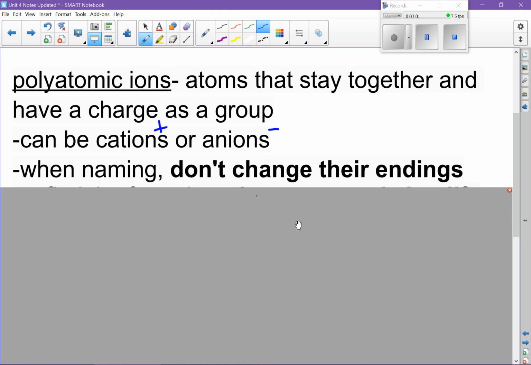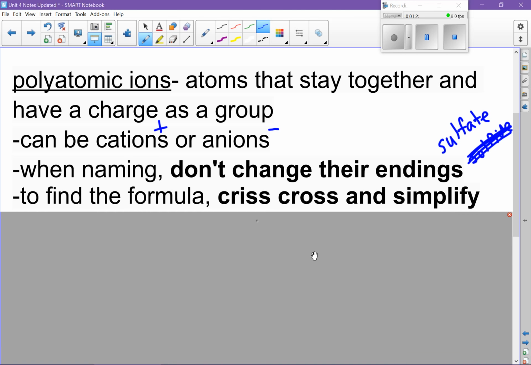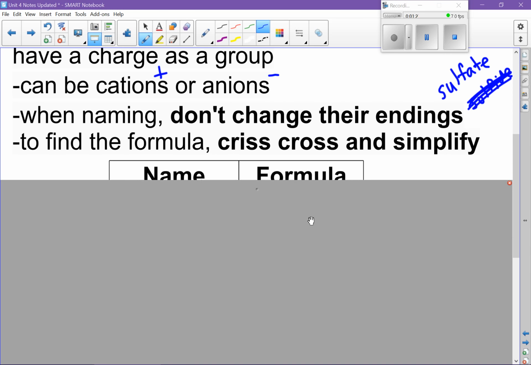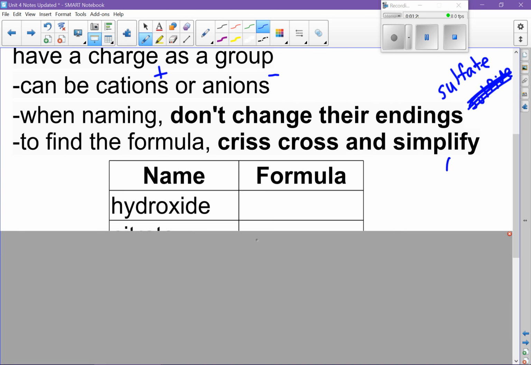When you're naming these, the trick is to not change their endings. So if I have the polyatomic ion sulfate, leave it sulfate. What I don't want you to do is make it sulfide. Don't do that. Just write sulfate and you're done. When you're finding the formulas, because they're ionic, you're still going to crisscross and you're still going to simplify. One of the things that's helpful to do is use parentheses to keep these together as a group. And so I'll show you how that works.